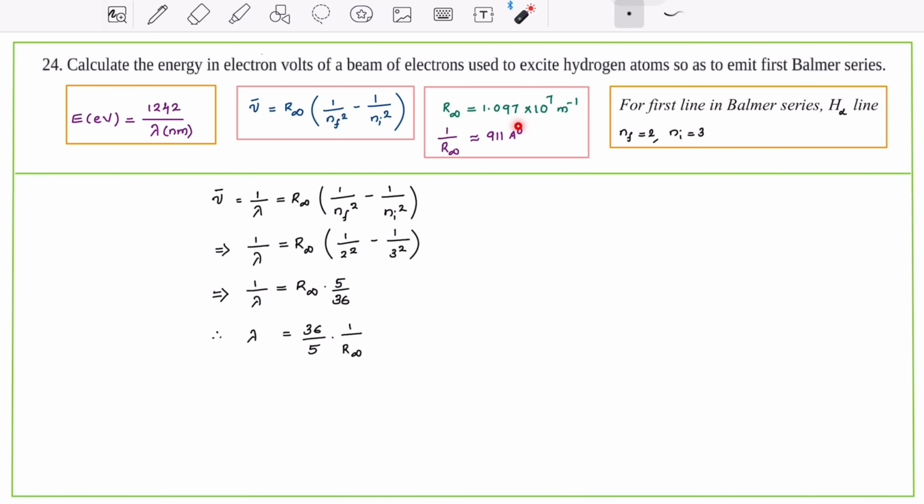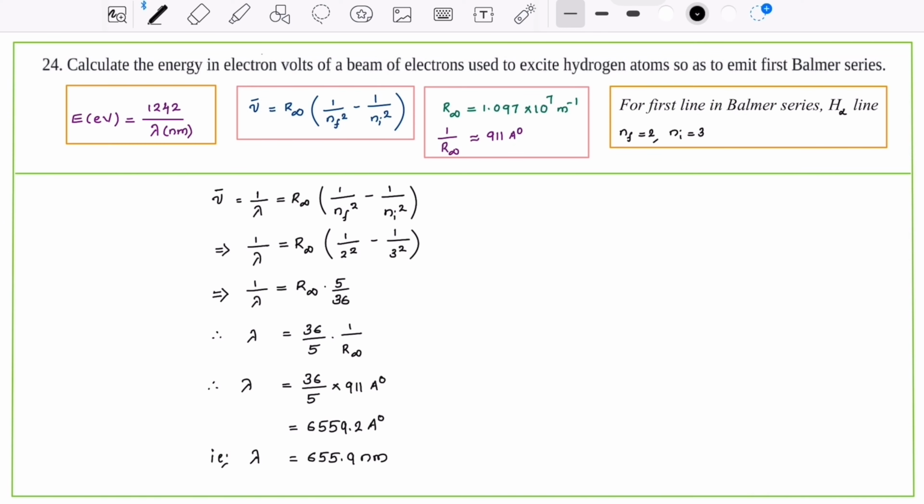We have 1 by R infinity, that is 1 by Rydberg constant, which is approximately equal to 911 angstrom. Therefore, lambda is equal to 36 by 5 into 911 angstrom. That is equal to 6559.2 angstrom. That is, lambda is equal to 655.9 nanometer.